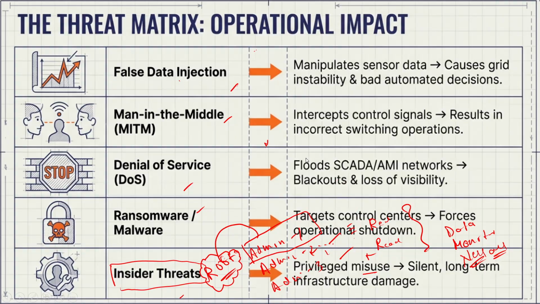So these are the five top vulnerabilities and attack types we see in the smart grid or SCADA systems: false data injection, man in the middle, denial of service, ransomware, and the last one is the insider threat.